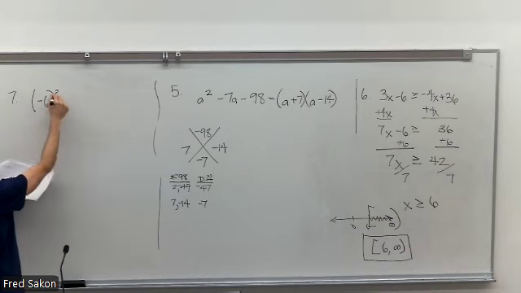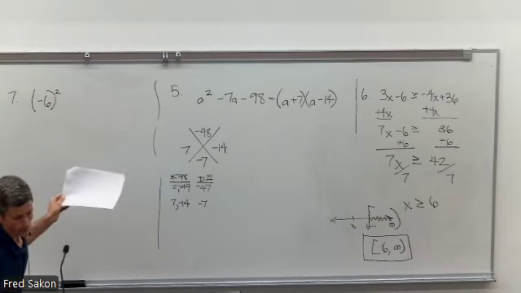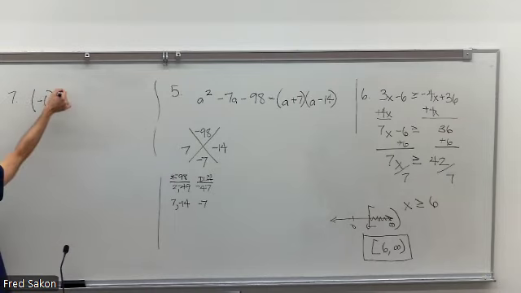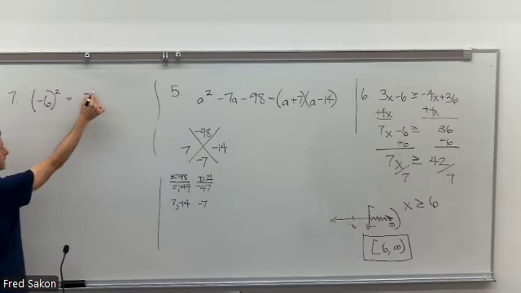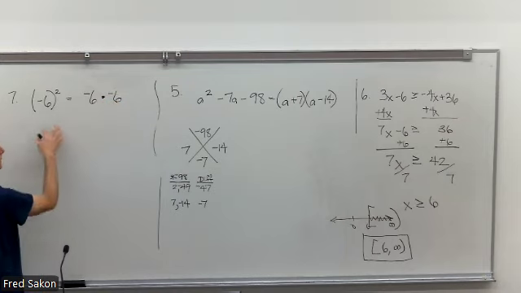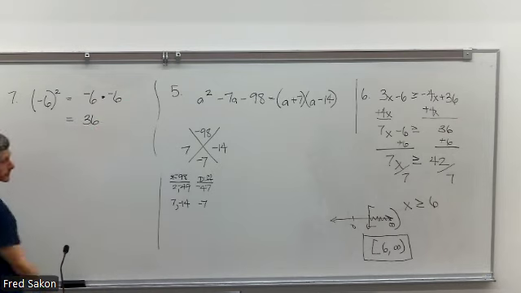-6 quantity squared. Remember, if I have something in parentheses and then an exponent on it, then I apply that to everything in the parentheses. So I put -6 times -6. Everything in here, 2 times over. What's that? Positive. And 6 times 6 is 36.